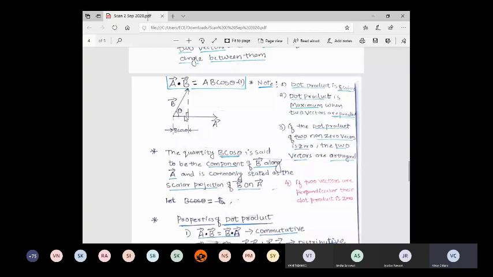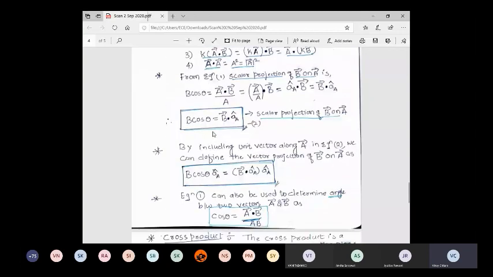Now this B cos theta, or B dot unit vector along A, represents magnitude. Now, can I specify this as a vector? You could see it's been written here by including the unit vector along A in equation 2. We can define a vector projection of B on A as B cos theta multiplied with the unit vector along A. That is what is here.